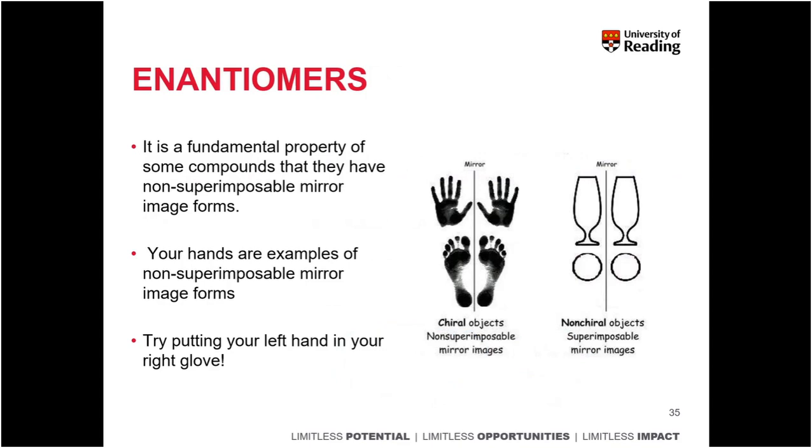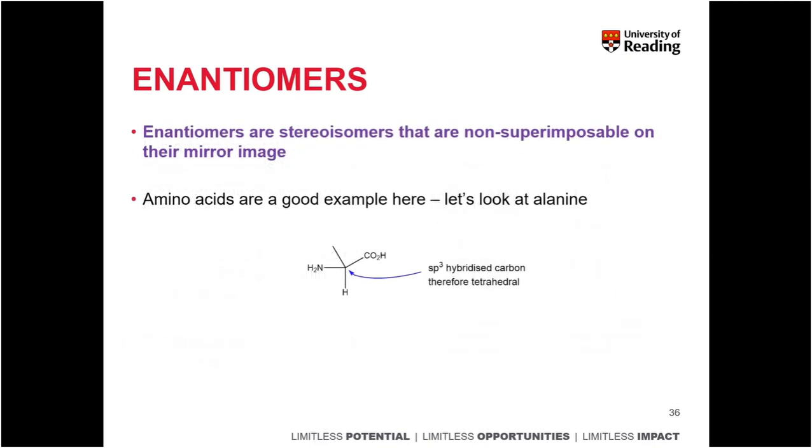Enantiomers arise through the fact that it's a fundamental property of some compounds that they have non-superimposable mirror image forms. The example that we always use to show this are your hands. They're both hands, of course, but if you try putting your left hand into your right glove, you'll soon see that they're mirror image forms. We use the term chiral to describe this. So your hands are chiral, in the same way some molecules are. So we can define an enantiomer as a class of stereoisomers that are non-superimposable on their mirror image form.